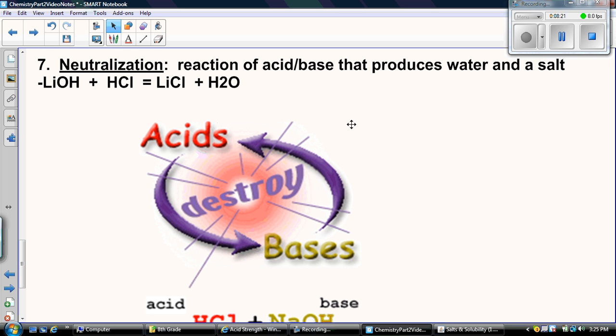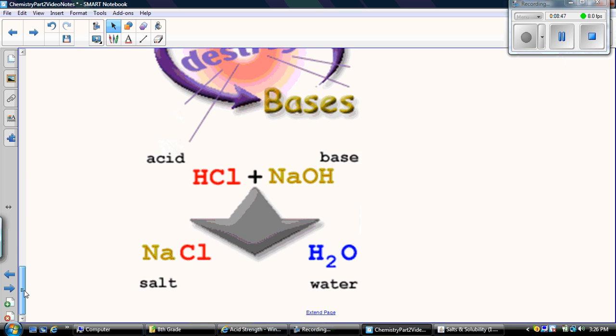We use a lot of this type of chemistry for upset stomachs. When you have an upset stomach, you have hydrochloric acid in your stomach. If it's upset, you take an antacid or a base like Tums or Pepto-Bismol that's going to neutralize the acid in your stomach. So here's another example. Hydrochloric acid plus sodium hydroxide makes the salt, sodium chloride, and water.